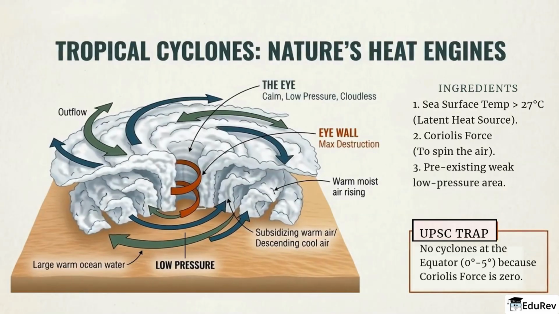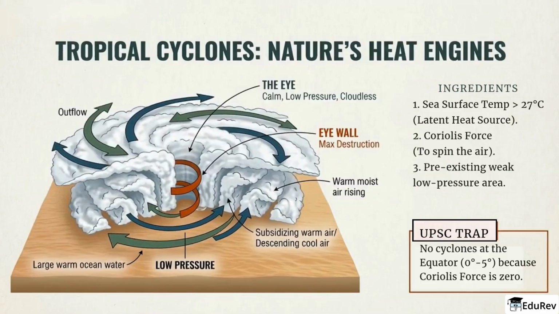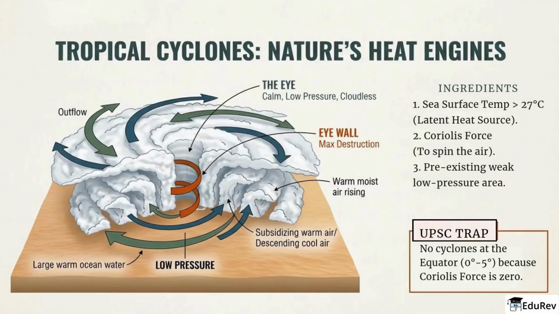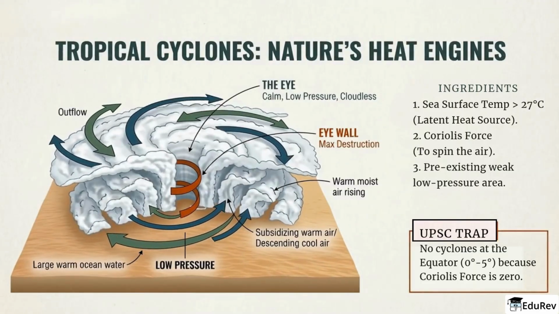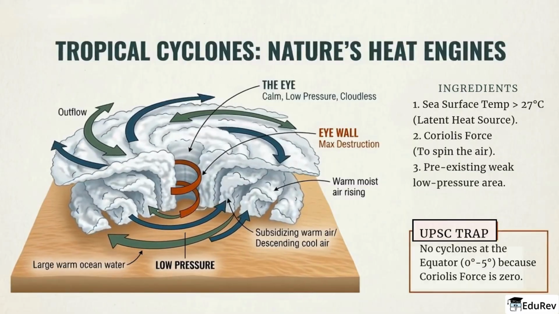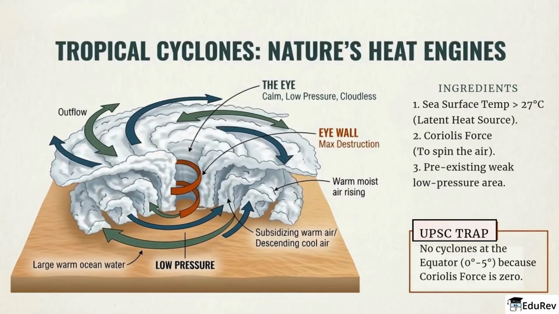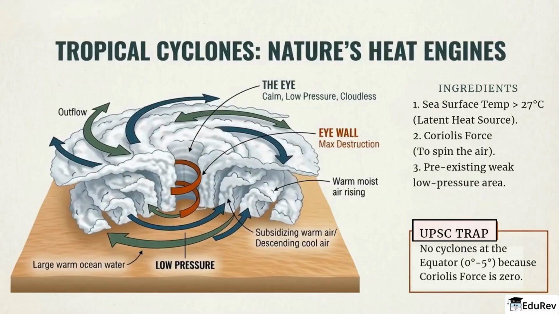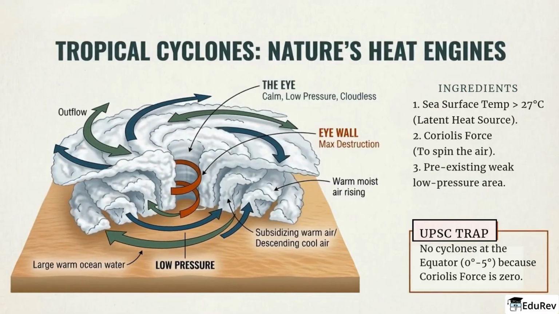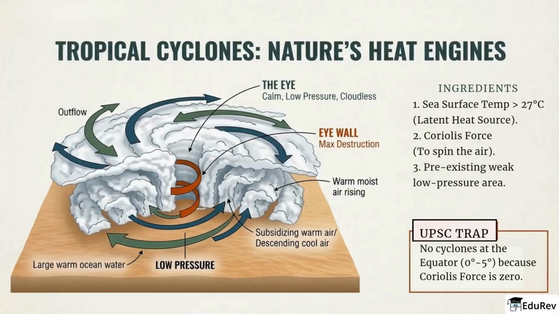Now the ingredients are the scoring part. 1. Sea surface temperature must be more than 27 degrees Celsius because that's your latent heat source. 2. Coriolis force to spin the air. 3. A pre-existing weak low-pressure area.